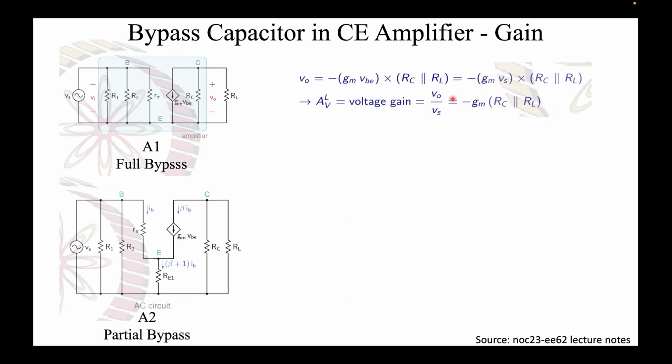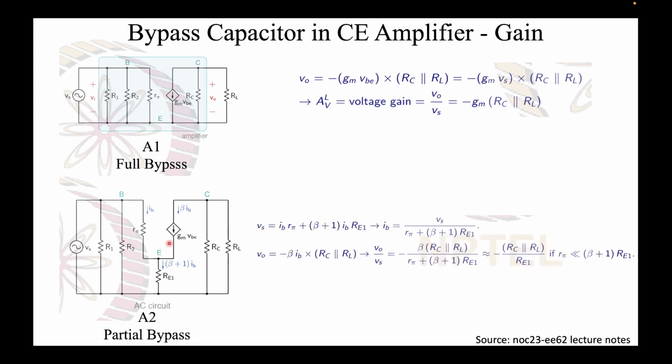This is fairly well explained in the lecture slides. That's what I'm referring to, by the way, for all of these statements and diagrams. Now let's talk about this circuit. This was the AC equivalent circuit for A2, which is the partial bypass. So let's see what happens to the gain here.